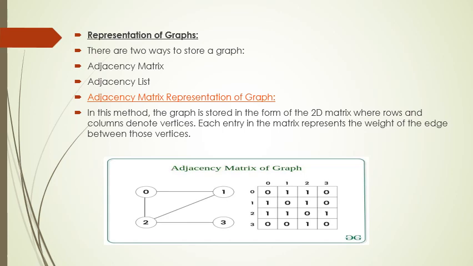There are the vertices 0, 1, 2, 3, with 0 having 2 edges, 1 with 2 edges, and 2 with 3 edges, and the adjacency matrix of the graph is represented there.